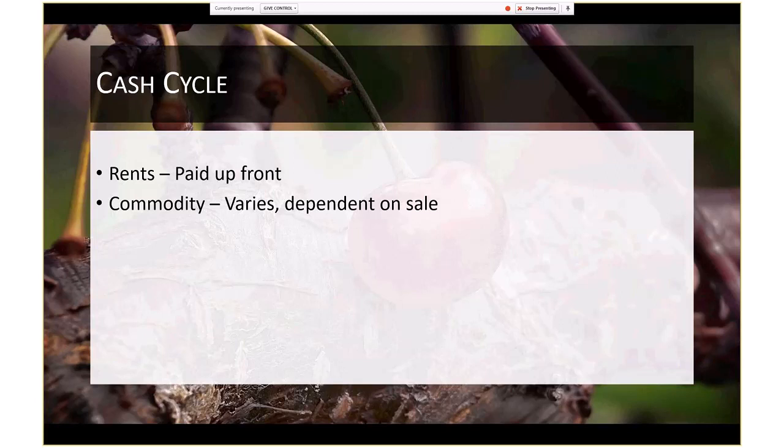So in that first example of the tenant lease structure, the annual rents are paid up front for the year. There's typically little to no capex throughout the course of the year, and that's the annual cash return, and then obviously the long-term appreciation upon the sale of the asset. On the commodity side, it really varies, and it's dependent on the crop, but it typically is over the course of the year. So let's just use apples again.